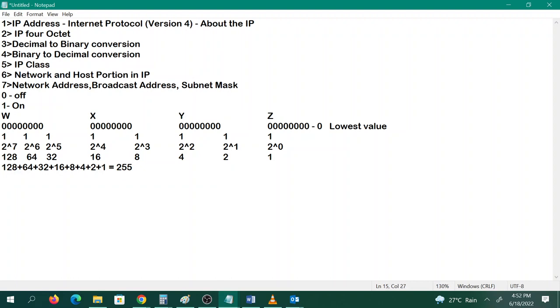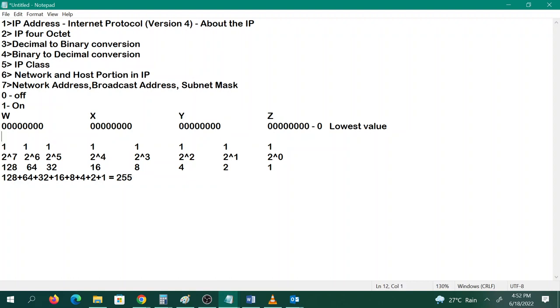We know that whenever we discuss the network address and subnet mask, this value 255 comes up. So if all the bits of the octet are 1, then its value will come to 255.